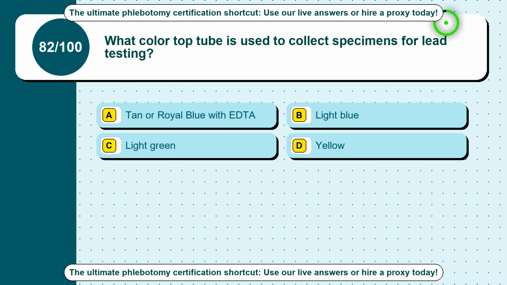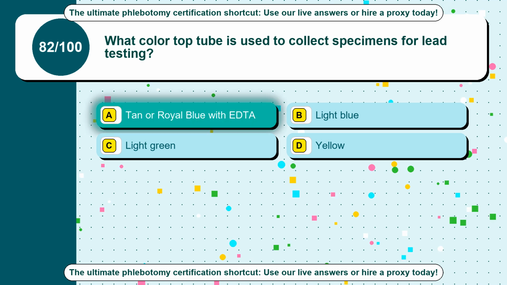Question 82. What color top tube is used to collect specimens for lead testing? Option A, tan or royal blue with EDTA. Option B, light blue. Option C, light green. Option D, yellow. The correct answer is option A, tan or royal blue with EDTA.